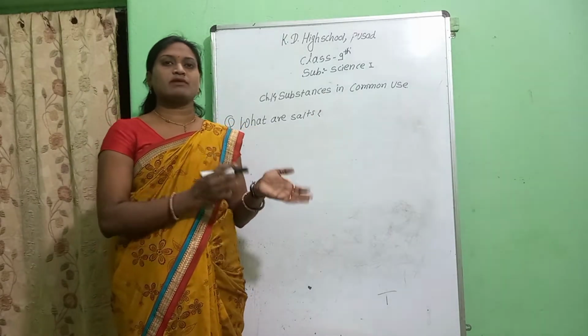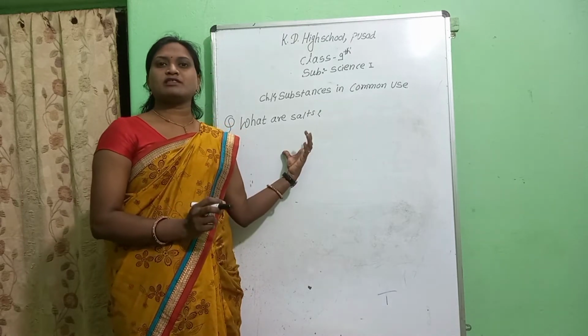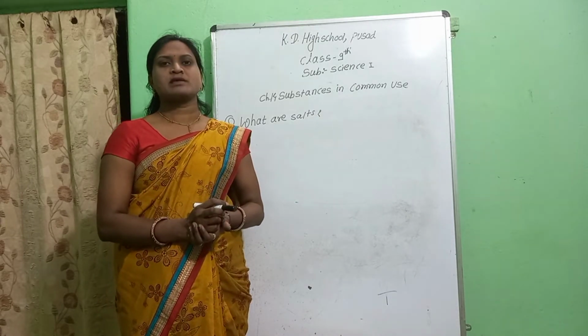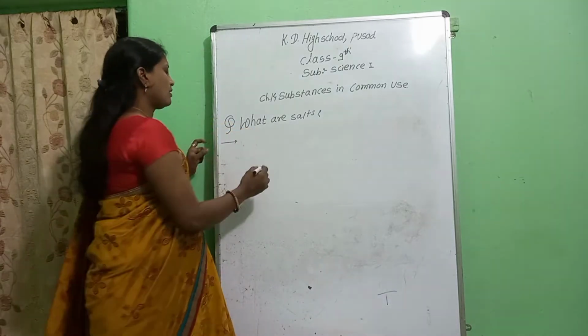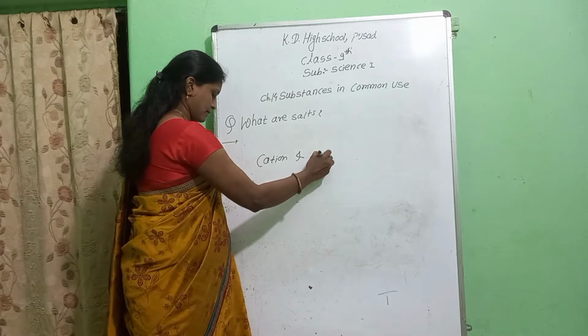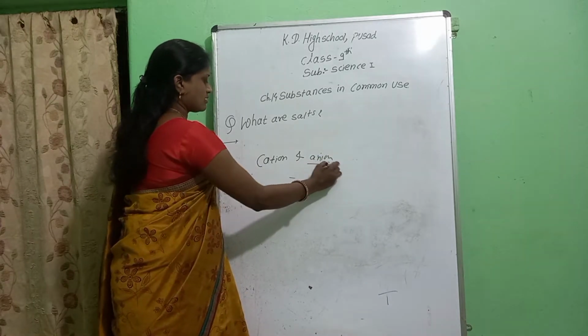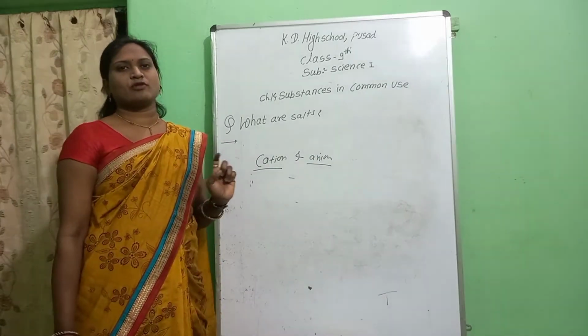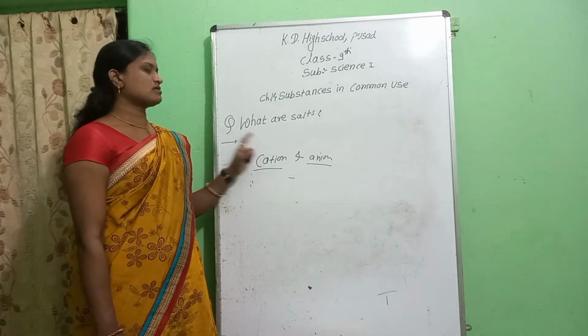Ionic compounds means they will form ions, but not H plus ions and not OH minus ions. They will just maintain a simple cation and a simple anion. Such ionic compounds are called simple salts.